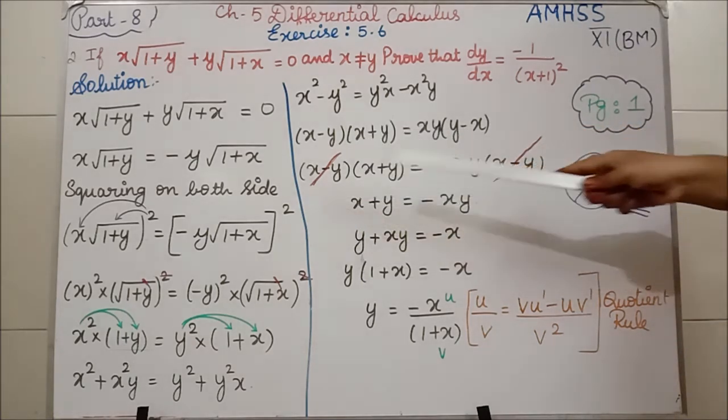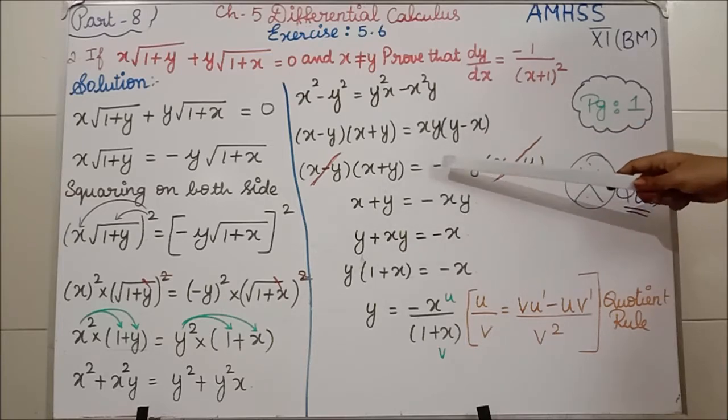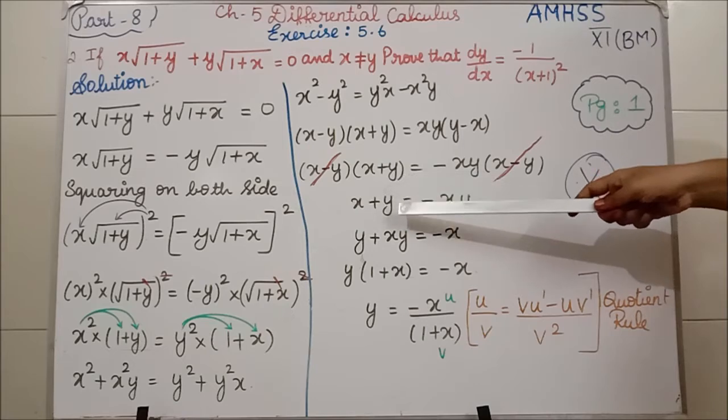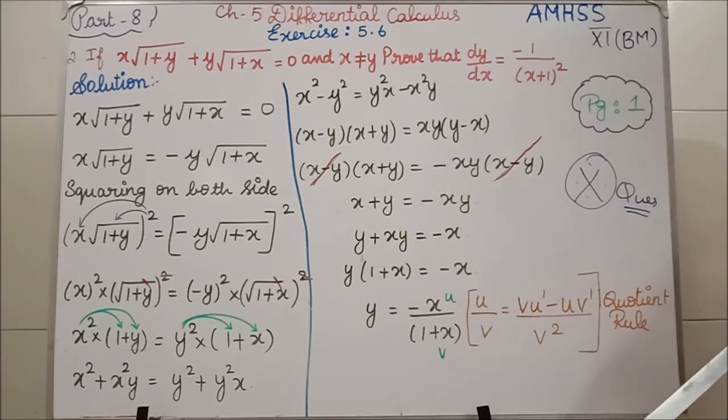Because this x minus y and this x minus y can get cancelled, but we are having here y minus x. To change it as x minus y, we have to take minus common. Clear, students? So this x minus y and x minus y will get cancelled. Remaining is x plus y equal to minus xy, I have written.